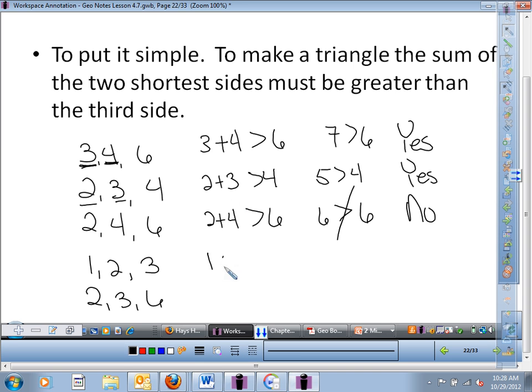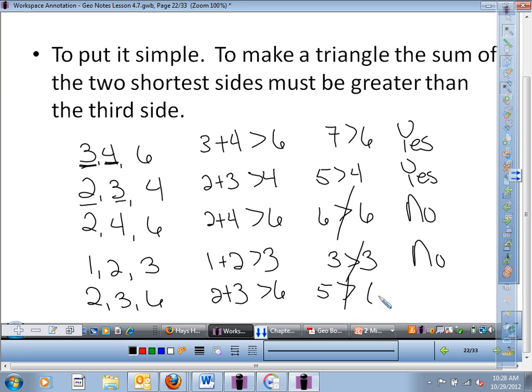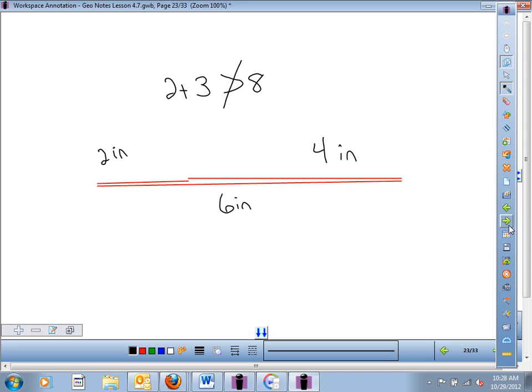Well, if we go 1 plus 2, is that greater than 3? Is 3 greater than 3? No, it's not. So can we form a triangle? No. Alright, now let's look at 2, 3, and 6. If you take 2 plus 3, is that greater than 6? No, 5 is not greater than 6, so that would be a no. We cannot. Right? So let's continue on, look at some more sides here.